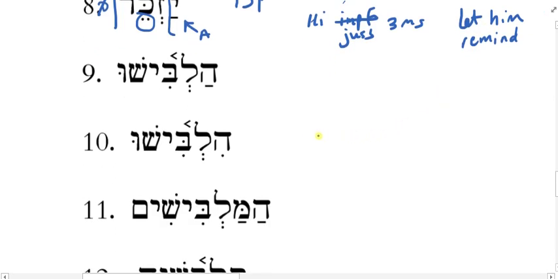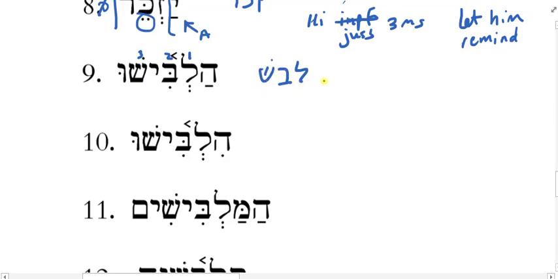Everybody have halbishu. Say that with me. Halbishu. So this is that verb root that we saw the other day by accident. Lavash. What does lavash mean? That's right. In the Qal, lavash means to be clothed. In the Hifil, to clothe someone. To put clothes on someone.